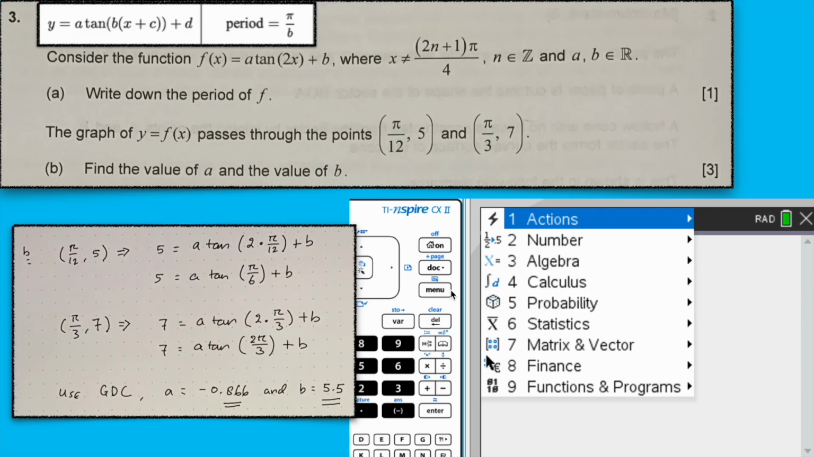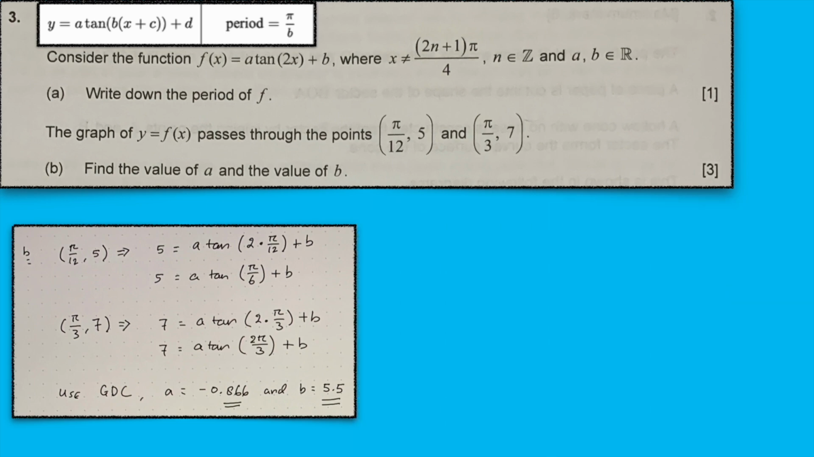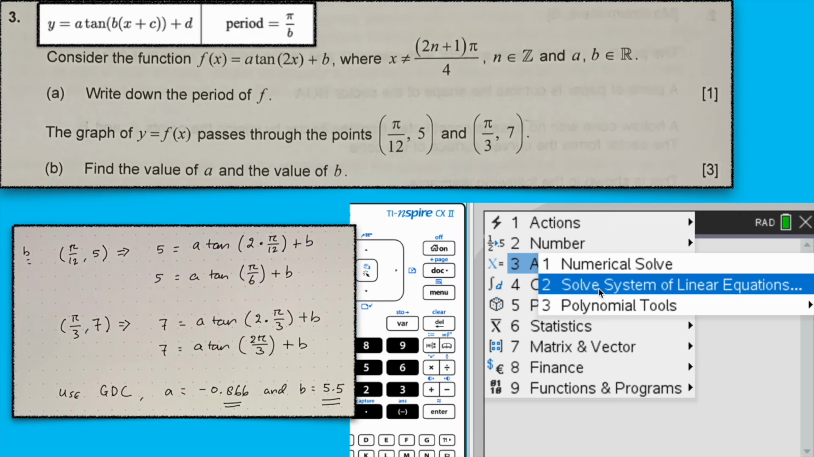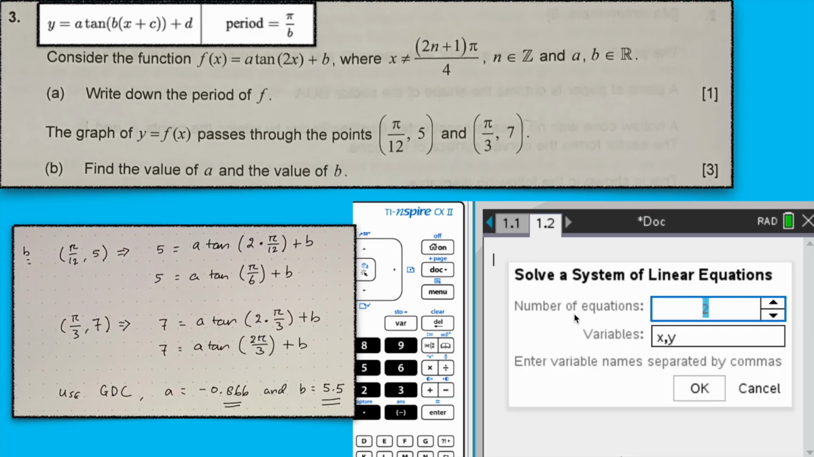So first, click menu and then choose number 3, algebra, and then you will be taken to this window, and then choose number 2, solve system of linear equation. Number of equation, obviously 1, 2, so put 2. Well, the calculator only recognizes x and y. Okay, so let's just use x and y. Just remember which one is which, okay, because there's no a and b. Okay, choose OK.